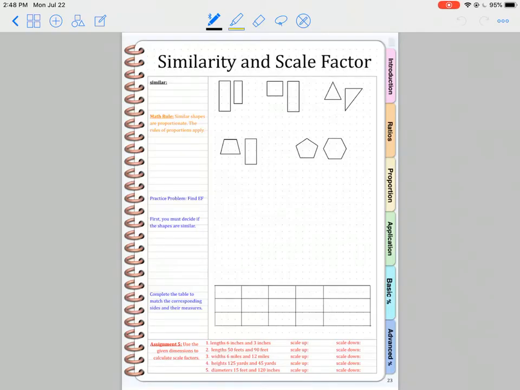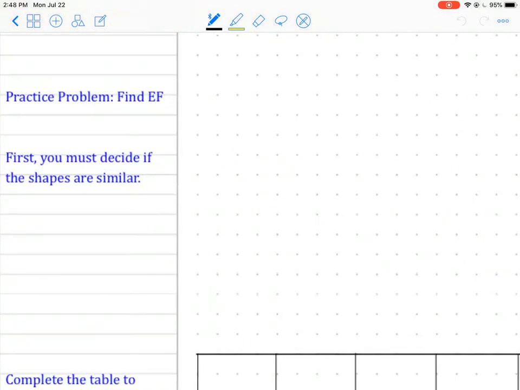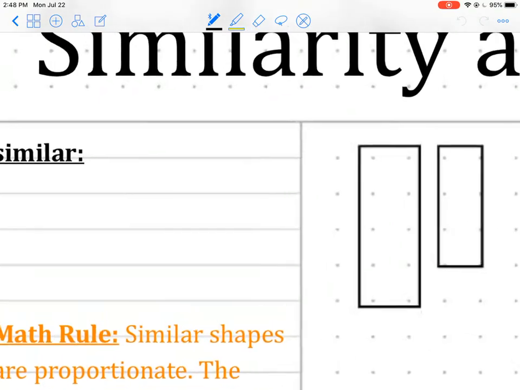Hello there, and welcome back to another lesson in the proportion module. In this video, we're looking at similarity and scale factors. So I have drawn some shapes for you, some I'm going to have you draw with me, and we will dive right into this with the definition of similar.